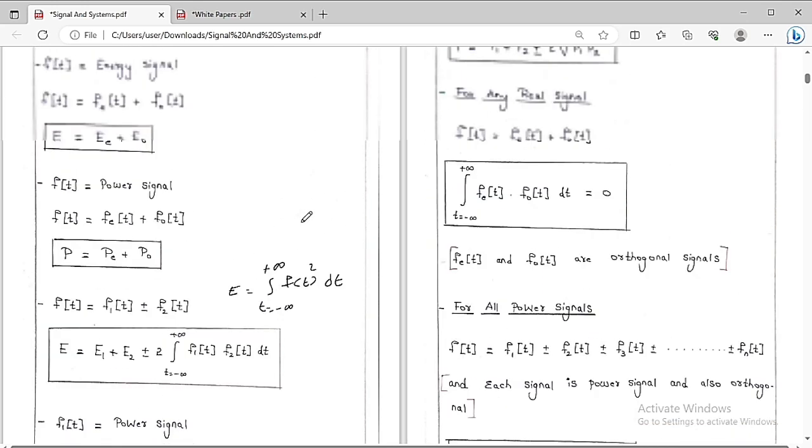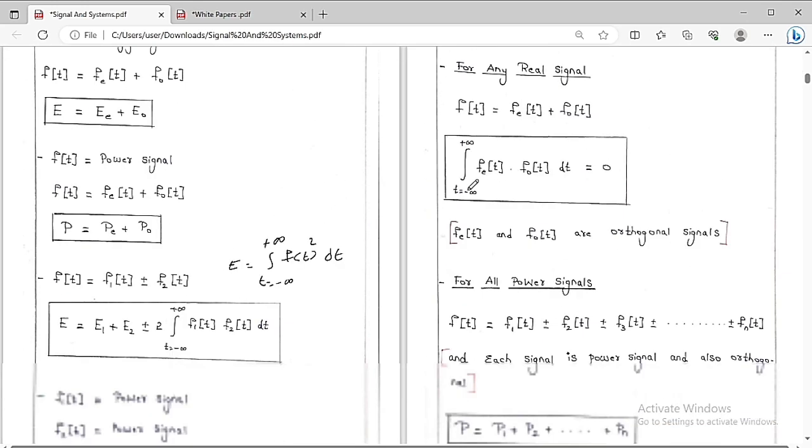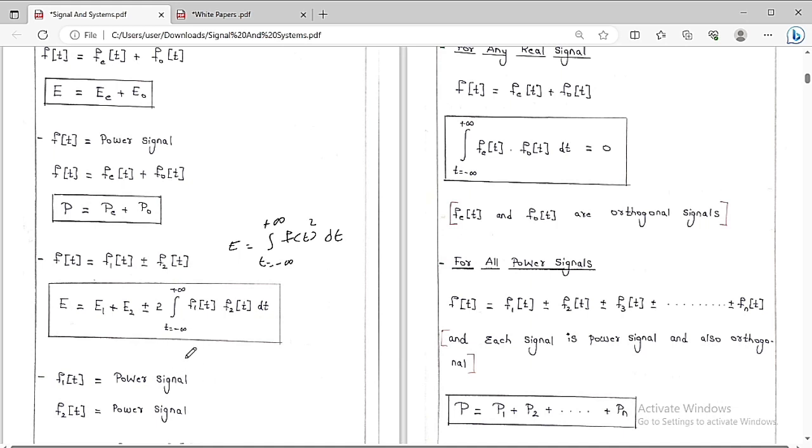So this is what I am trying to tell you. Finally, I can say the combination of these two concepts like this. Suppose F1 of t is an energy signal and F2 of t is also an energy signal. Either you are doing addition or subtraction, the resultant is also an energy signal. And if you want to find the overall energy present in F of t, it is E1 plus E2 plus or minus 2 times the integration from t equals minus infinity to plus infinity of F1 of t into F2 of t dt.